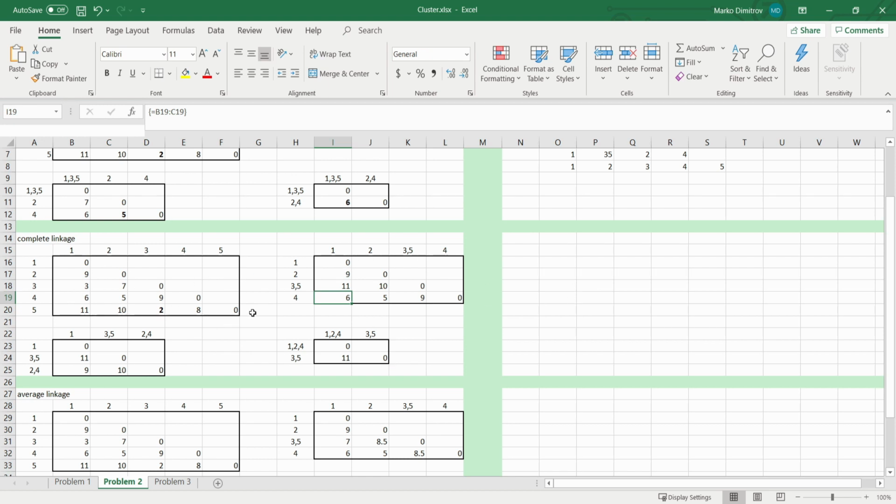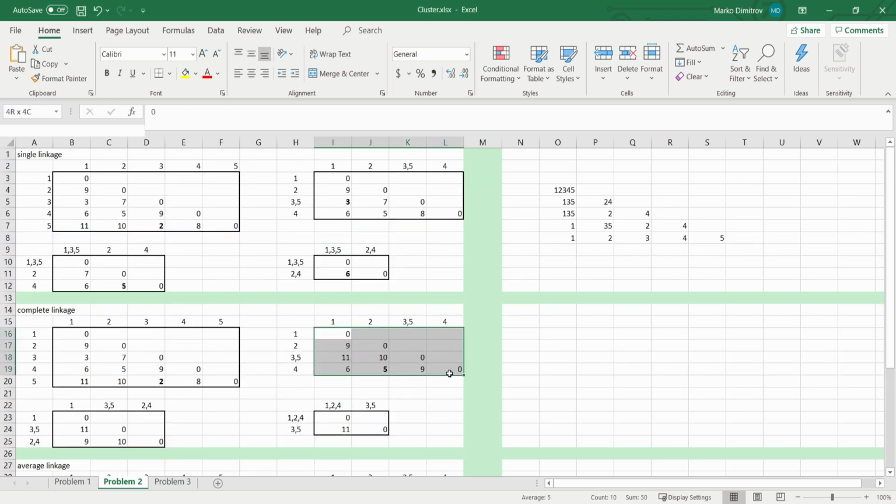Then, from this matrix, we need to compute another distance matrix. Now we have 1, 2, 3 and 5, 4, and we have this matrix. What do we first need to find? Which distance? The most similar one. Which is the most similar? 5.